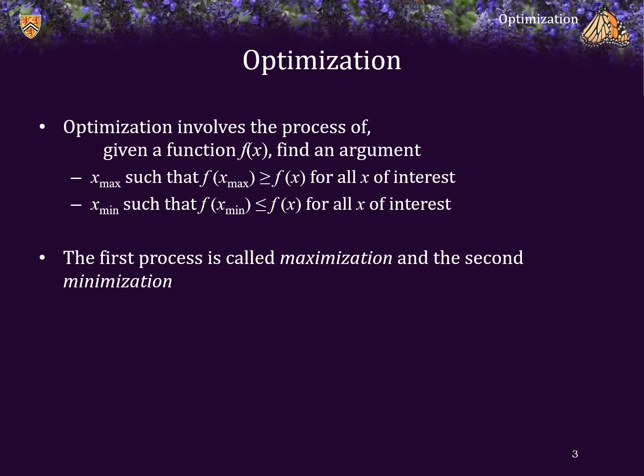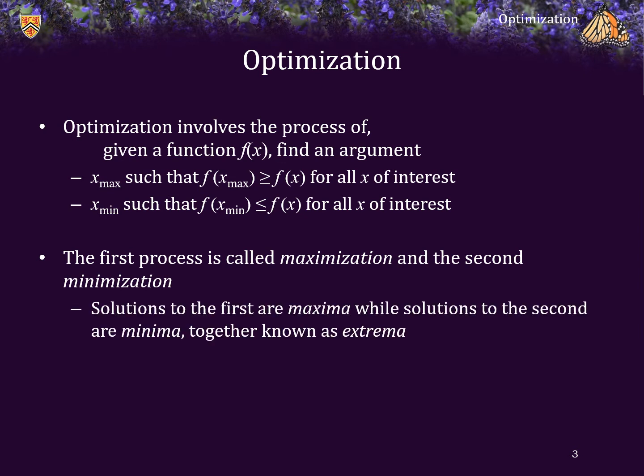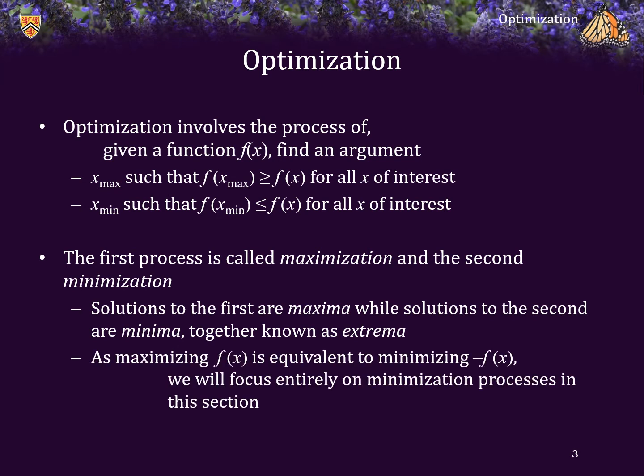Now, the first process is called maximization and the second is called minimization. Solutions to the first are known as maxima, solutions to the second are known as minima, and together these are known as the extrema of a function. Now, as maximizing a function f at x is equivalent to minimizing the function negative f at x, we are going to focus entirely on minimization processes in this section.